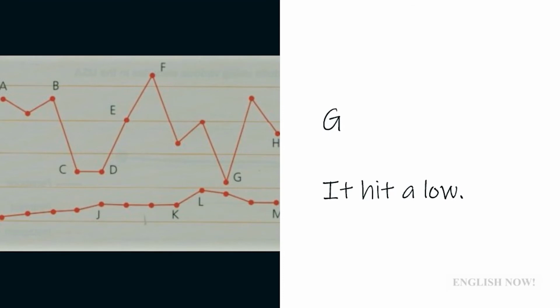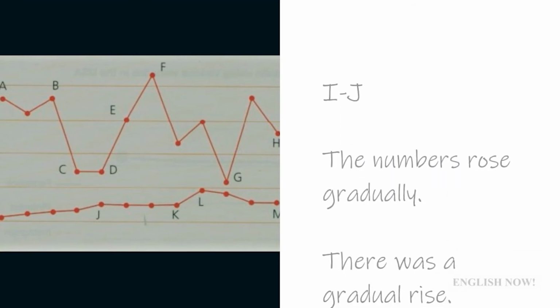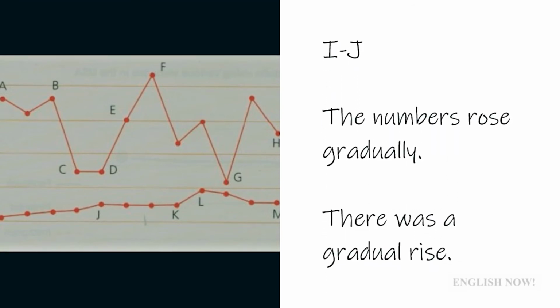And to focus on just one point again, G, we can say it hit a low. F was it hit a peak, and G, it hit a low. This time between points I and J, the numbers rose gradually. There was a gradual rise.